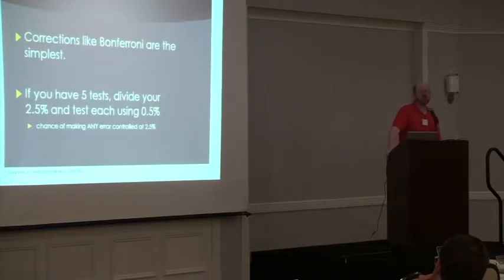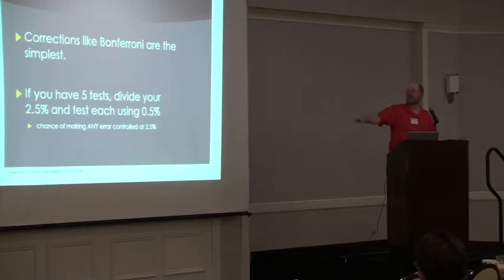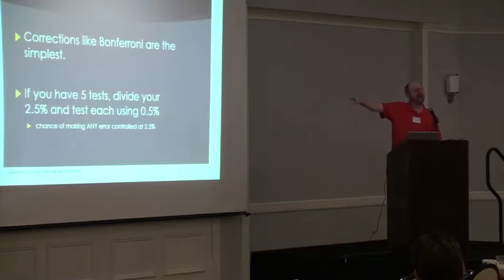There are a number of corrections. There are simple things you may have heard of, like the Bonferroni correction. If you want to test 5 things, then you have 2.5% one-sided type 1 error. You can split it up. So you use 0.5% for each of the hypotheses. And what this does is it minimizes the chance of you making any error. So if you have 5 hypotheses, your chance of making any mistake among the 5 remains 2.5%.